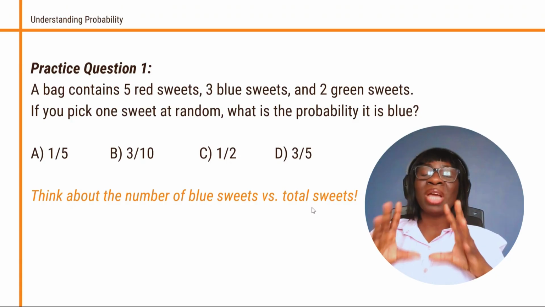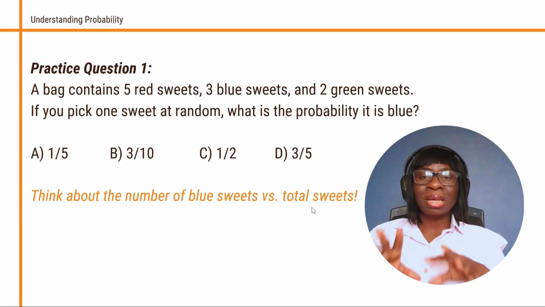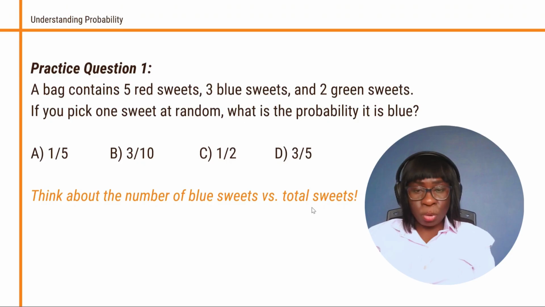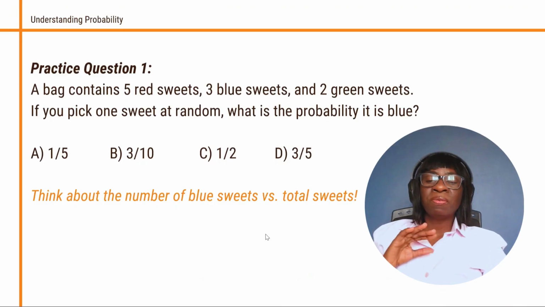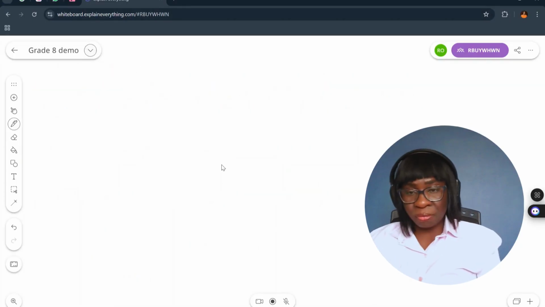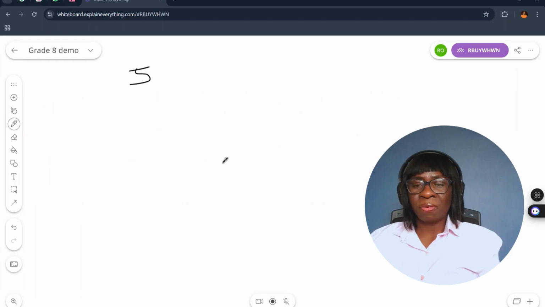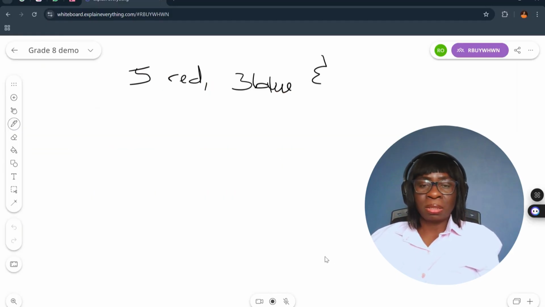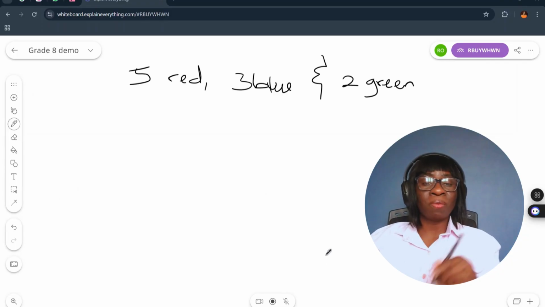How many blue sweets do we have in the bag? 3 blue sweets. So the probability of getting a blue sweet will be, let's use the board. First, let's write out the number of sweets we have. We have 5 red sweets, 3 blue sweets, and then what is the other one? We have 2 green sweets. Now we were asked to find the probability of getting a blue sweet.